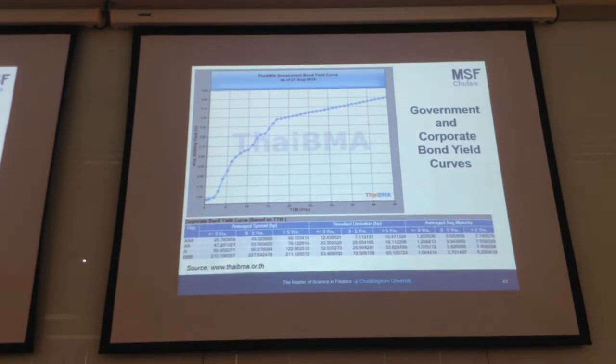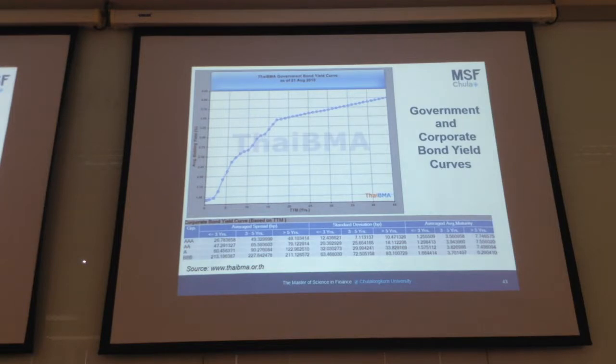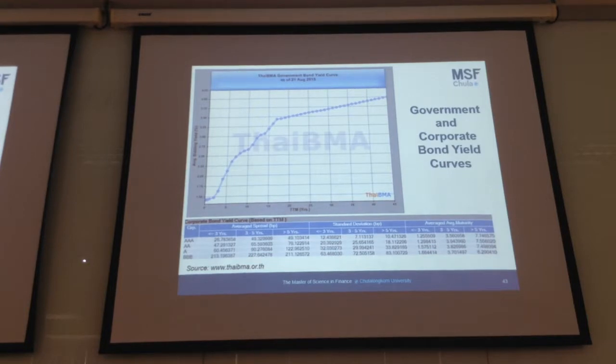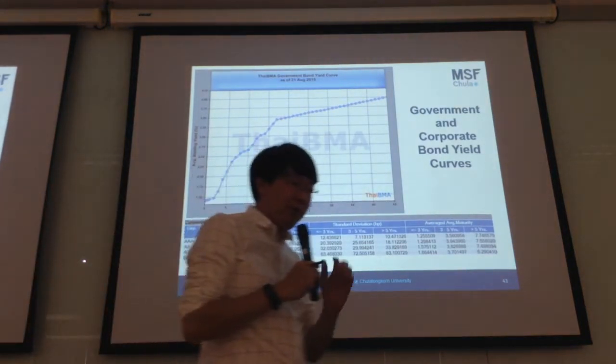Because of the limited information, what the Thai BMA, the Thai Bond Market Association, does is basically group the data into different maturities: short-term, less than 1 year, from 3 to 5, and greater than 5 years. And here's the spread, the average spread, the add-on return over the government. For the AAA corporate bond, the spread is 26 basis points. We discussed last week that 100 basis points is equal to 1%, right?